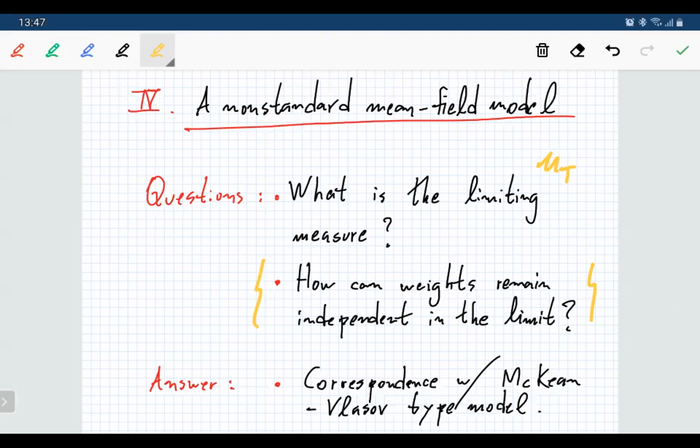So it's not at all clear at first sight that you're going to have a lot of independence in the limit. In principle, it could be that all these weights become finitely dependent, and there's not much you can say about them. Well, it turns out that the fact that you have these independencies in the limit is part of the simplification that you get when it goes to infinity. At least that's one interpretation one can give. And as we're going to see, these two questions are related to the fact that we have a McKean-Vlasov type model in the limit.